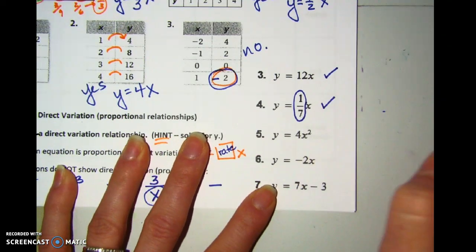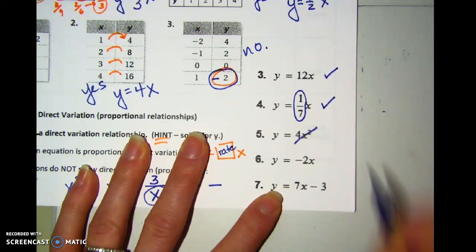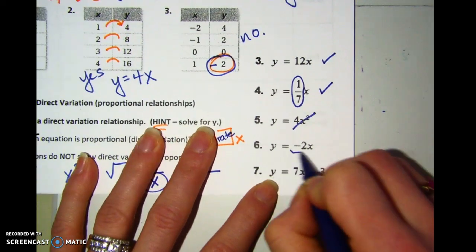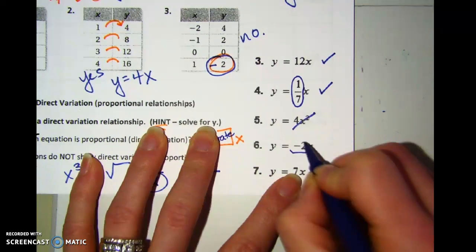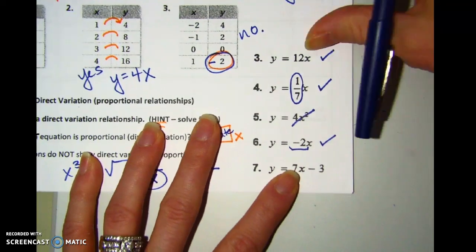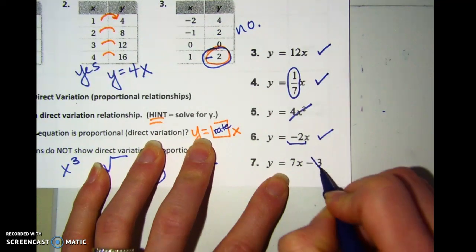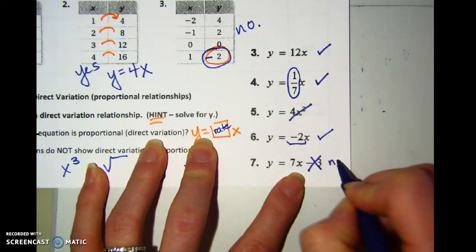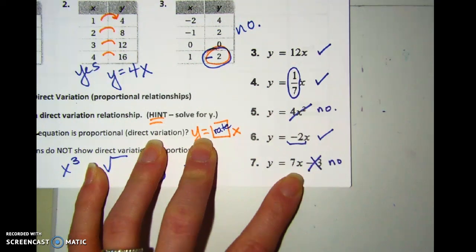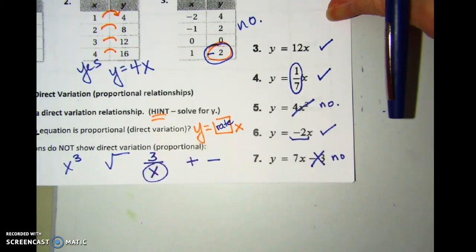It's proportional. X squared? Nope, not going to work. Y equals something times x. Yes, here my rate is a negative 2, but it's still proportional. And y equals something times x, but then I have adding and subtracting back here. No. Okay? So, just some examples of direct variation or proportional equations and what they look like.